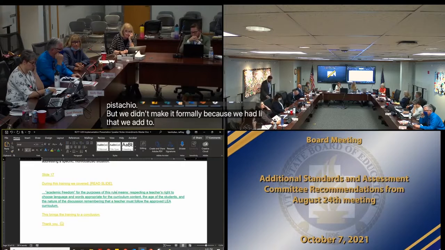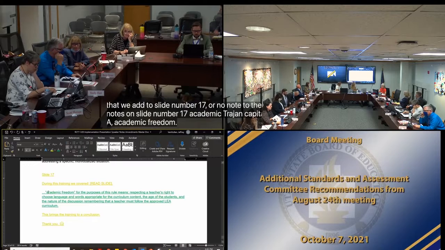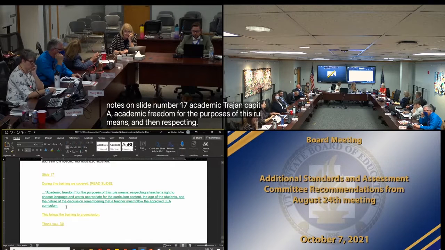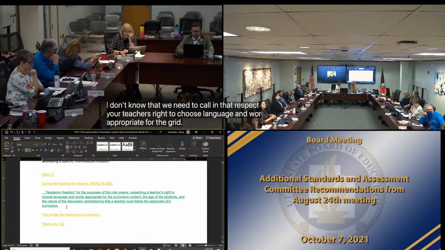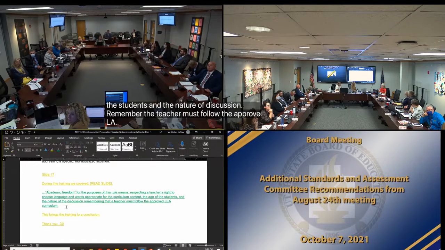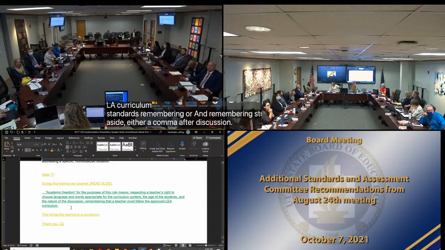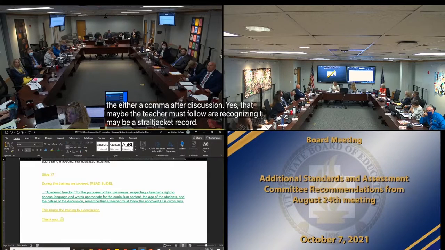I move that we add to the notes on slide number 17: academic freedom, capital A, academic freedom for the purposes of this rule means respecting a teacher's right to choose language and words appropriate for the curriculum content, the age of the students, and the nature of the discussion, recognizing that a teacher must follow the approved LEA curriculum and state standards, and the contents of this rule.